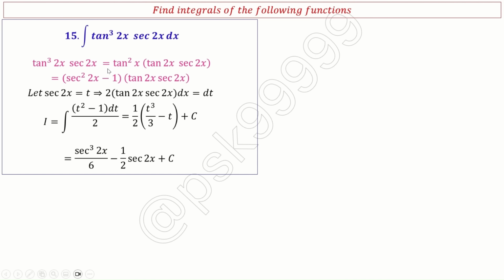Now I know that if I take secant 2x as t, then tan square 2x I am writing as secant square 2x minus 1. By the substitution method, with secant 2x as t, 2 times tan 2x secant 2x dx is dt. So this part goes off in dx and gets converted into dt. My integration is nothing but t square minus 1 dt by 2. That's all. This is half into t cube by 3 minus t plus constant, which is secant cube 2x divided by 6 minus half secant 2x plus constant.